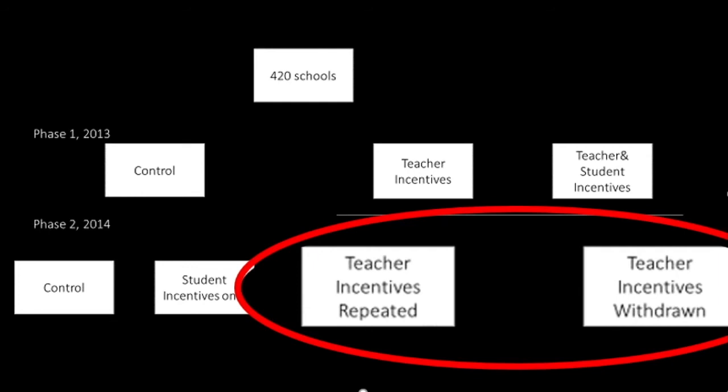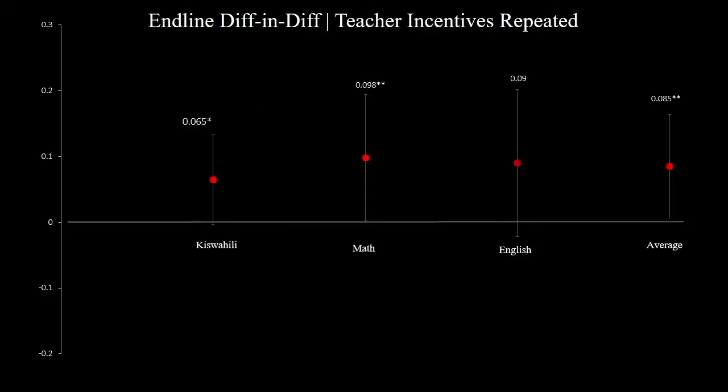So you can imagine, by the end of 2014, we had these schools which had incentives for 2 years, these schools which had incentives for 1 year and 1 year without. And then at the end of 2015, we had these schools with incentives for 2 years and 1 year without, and these schools with incentives for 1 year and 2 years without. Easy peasy. So the big message is that these incentives seem to lead to improvements in learning, right?